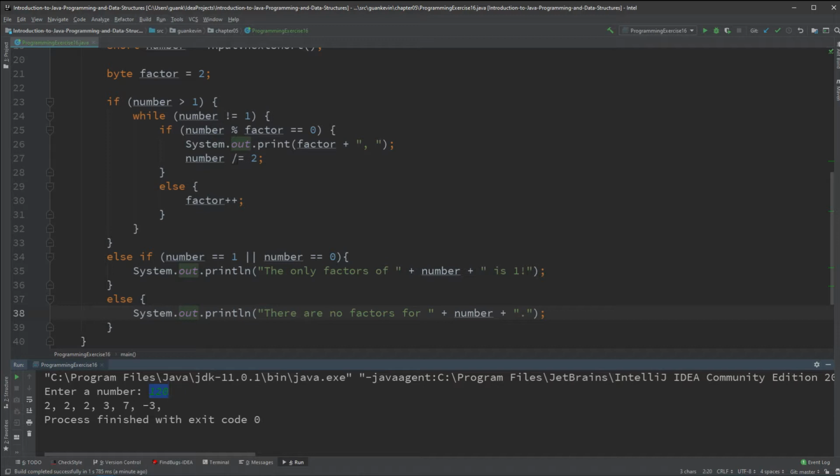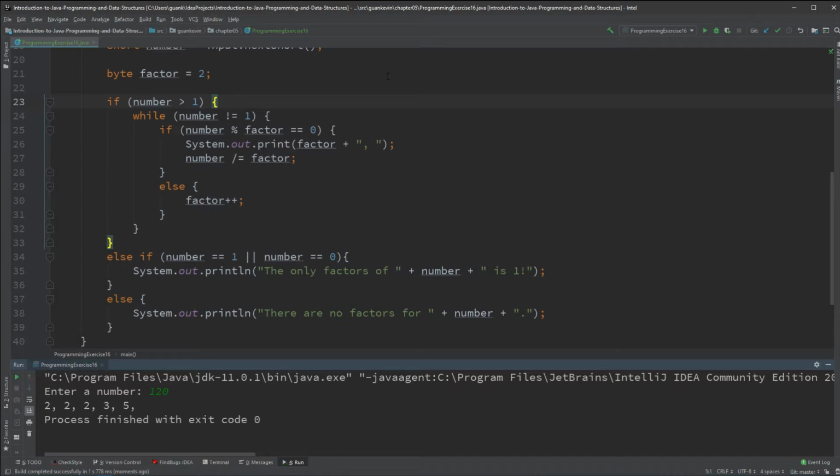120, and it's constantly being divided by 2. Oops, I made the mistake right there. I don't want to constantly divide by 2, divide by factor. Okay, there we go. All right, so that was my mistake, also a logical error on my part. And let's try again. And there we go. All right, now we got 120.